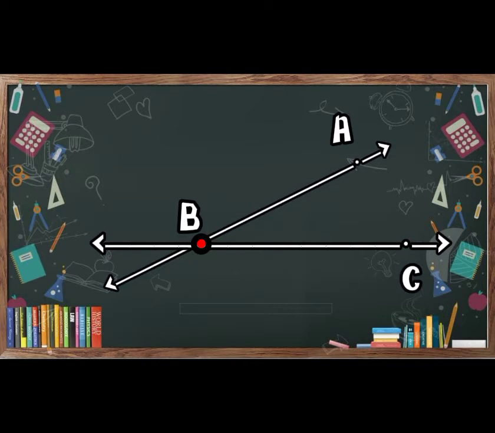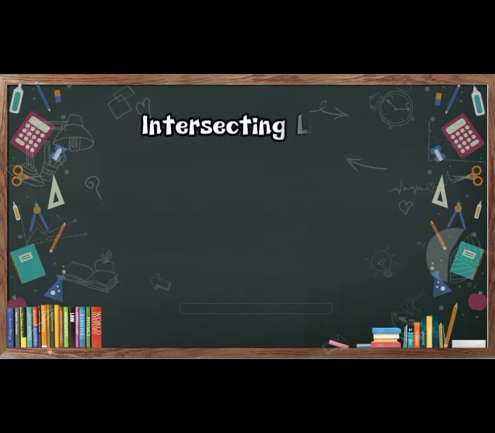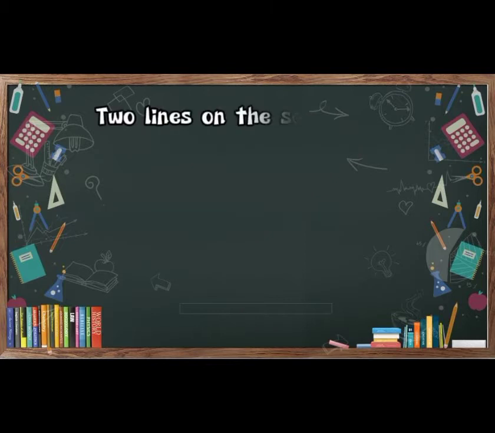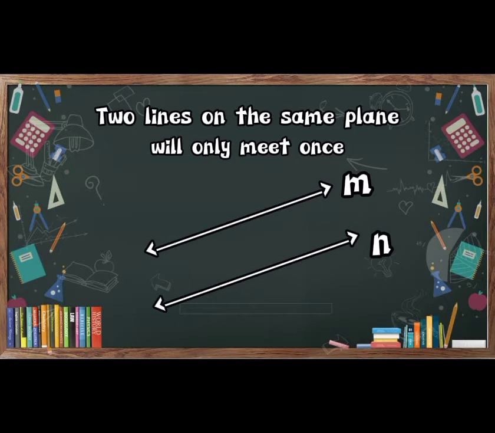The figure shows line AB and line BC meet at point B. These are called intersecting lines. Intersecting lines are lines that meet at a point. Line R intersects line P at point M. Two lines on the same plane will only meet once. Try to extend the two lines in the next figure.